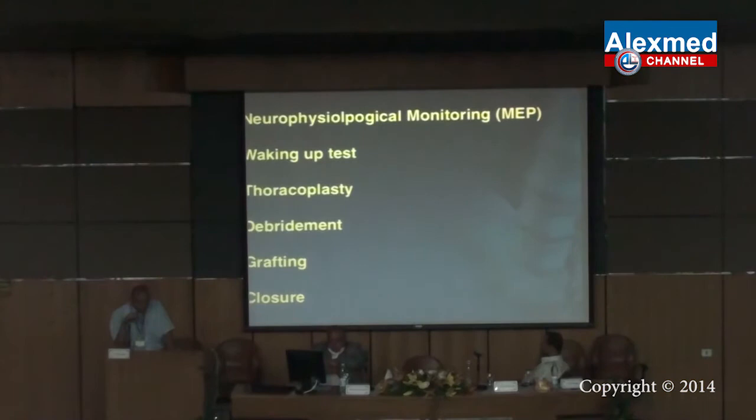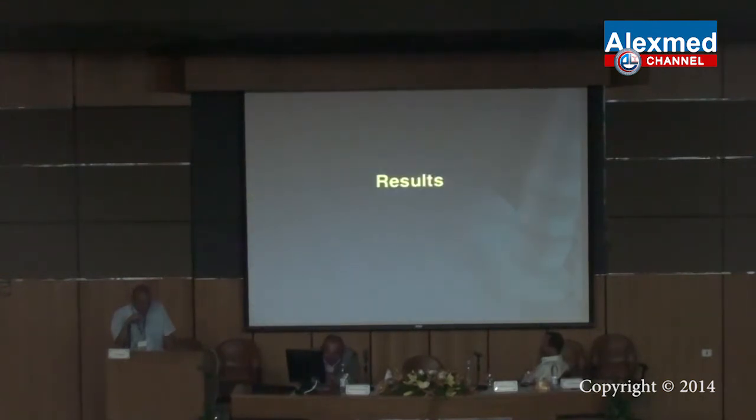During surgery, in severe rigid curves we use neurosurgical monitoring, especially motor evoked potentials, and a wake-up test if the patient can afford it. Thoracoplasty: if after complete correction there is still a rib hump, we do thoracoplasty, though this has become less used, except for curves more than 100 degrees Cobb angle. Debridement of the necrotic tissue is a must. Complete irrigation during surgery, grafting using either the rib removed or the bone removed during surgery, and closure in layers.